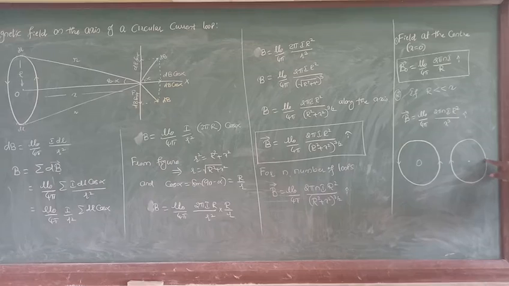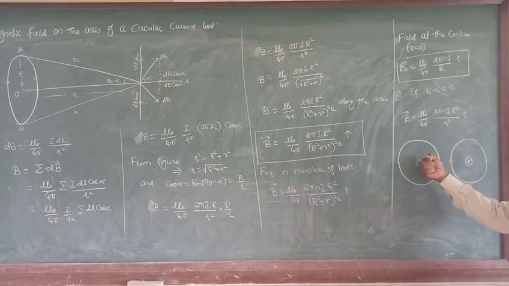Okay, you can apply the right hand clasp rule for this side also. See, the fingers are directing towards the center. So in this case the field is away from the observer. Means in this case the field is in this direction, and in this case the field is in this direction. Both are along the axis, but the two possibilities.